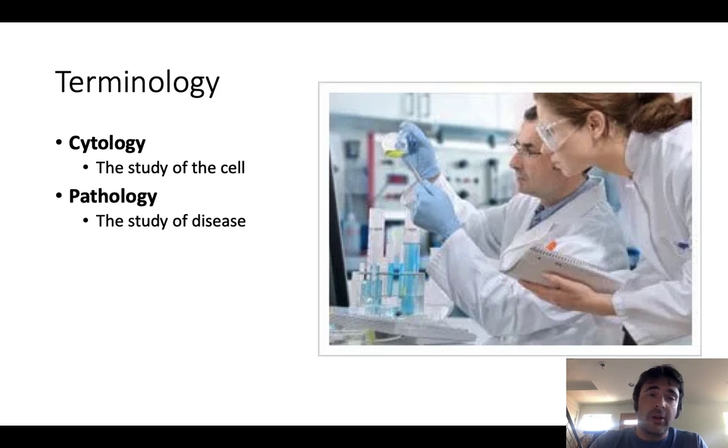So terminology, and this is kind of with your follow along, we have cytology, which is the study of the cell. And we have pathology, which is the study of disease. If you ever see cyte in any word root or any word, cyte is a word root that means cell, and ology is the study of. And pathology is the study of disease. So cytology, study of the cell; pathology, the study of disease.